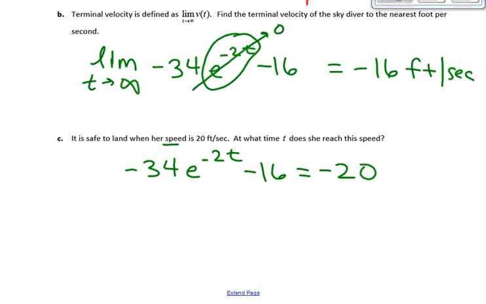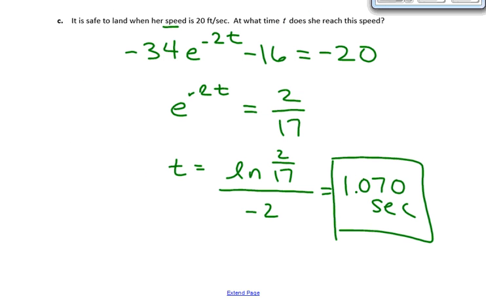So if you will, go ahead and solve that on your own, and we'll see if we get the same answer. Alright, so this is just the basic problem that we have been solving using natural log. So our final time is 1.070 seconds when she reaches that velocity after her parachute opens. Okay?